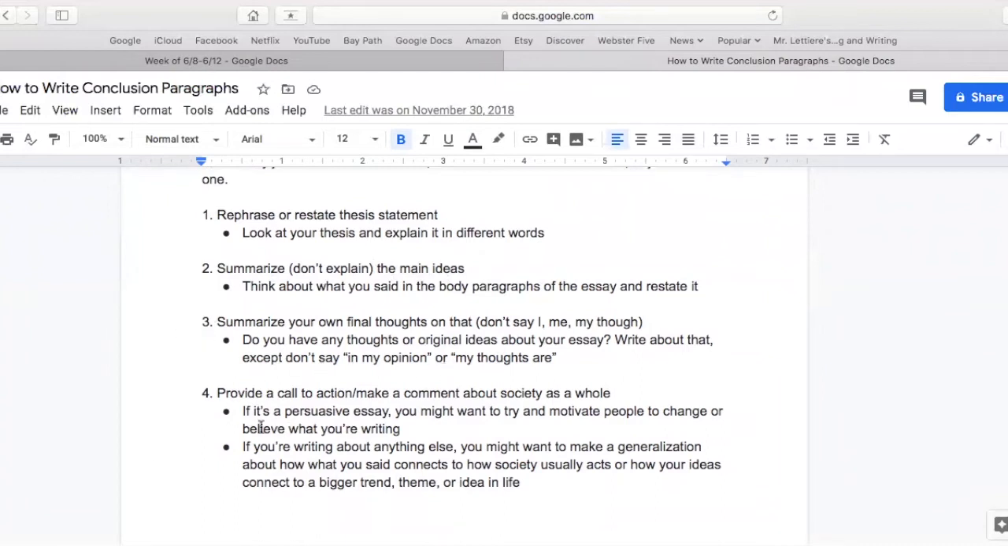So these are 2 ways that I think you can write a conclusion to make them more interesting to write for yourself and also to read for the reader. So summarize your own final thoughts. Do you have any thoughts or ideas about your essay? Write about that, except don't say in my opinion or my thoughts are.